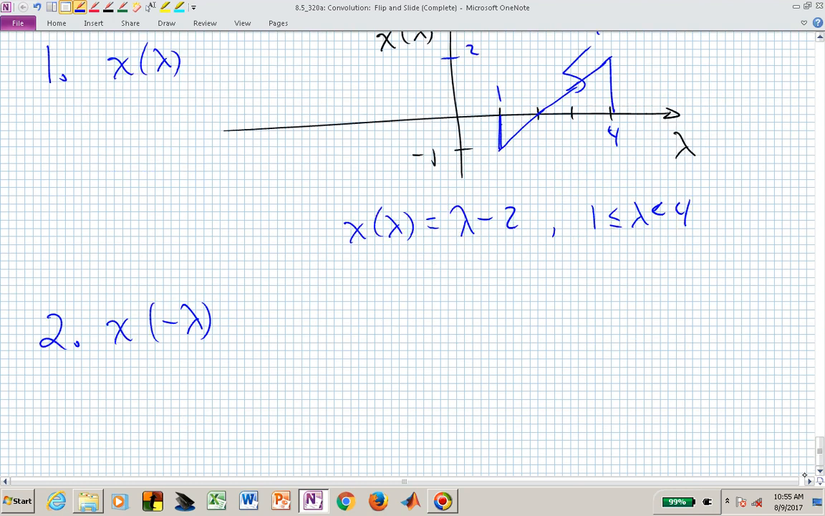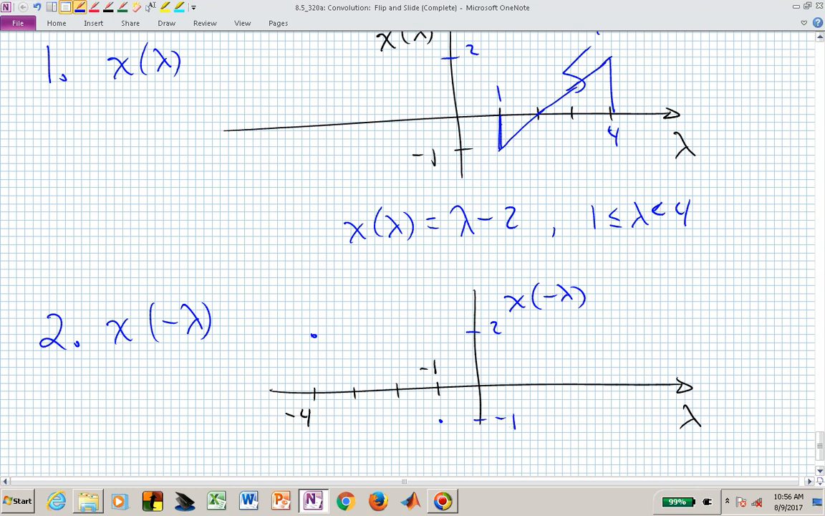Now we want to flip that around the vertical axis, lambda equal to 0. Wherever we were at 1, we're now at -1, and where we were at 4, we will now be at -4. So we better be up here at 2 when we evaluate at -4, and we better be at -1 when we are at lambda equal to -1.